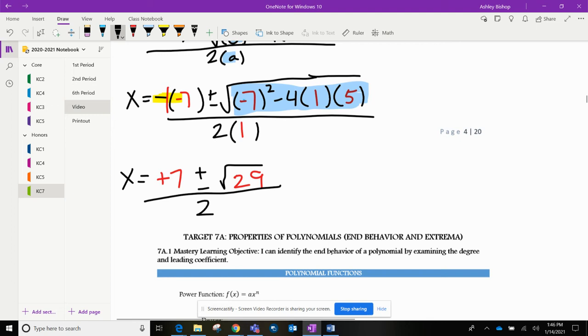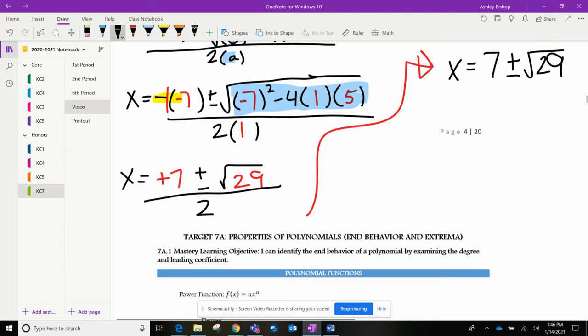All right, so now I took this and I got the square root of 29, and to continue to clean up, I'm going to be over here. And I'm going to rewrite what I do still have. I have x equals positive 7 plus or minus the square root of 29 divided by 2. And I'm actually now going to clean this up. I'm just going to erase this really quick. X equals positive 7 plus or minus blank divided by 2.